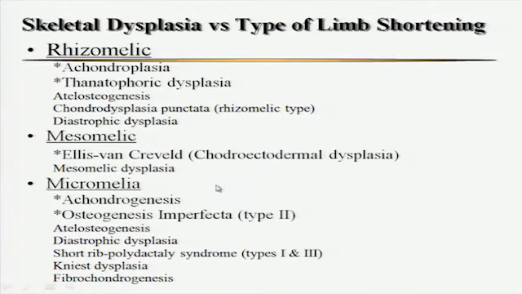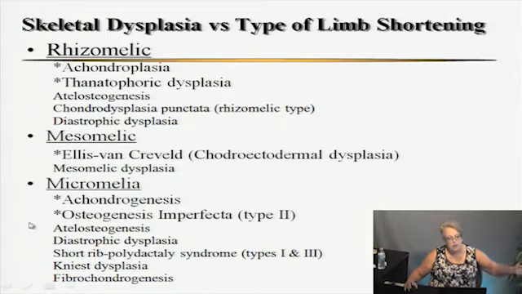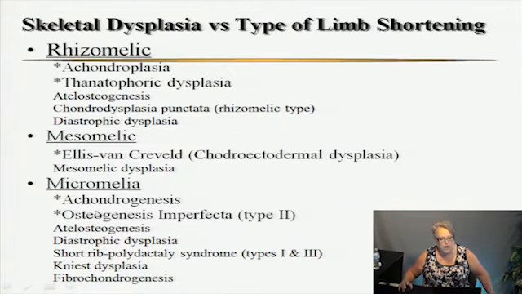I've just got everything listed here for you so you can see the different types of dysplasia that are affected. Rhizomelic would be achondroplasia, thanatophoric, the diastrophic. The mesomelic is going to be Ellis-van Creveld. And then the micromelia, achondrogenesis. I always remember achondroplasia is usually the type of dwarfism that you see walking around, those who do well. And achondrogenesis or genocide, those are usually the lethal ones. So these do fairly well, these do not.